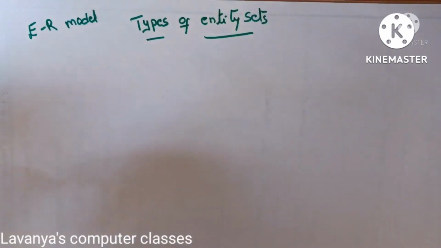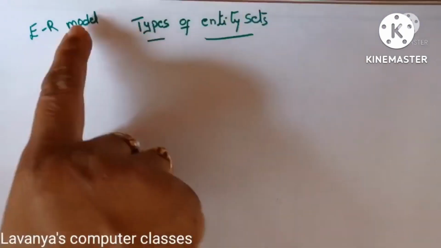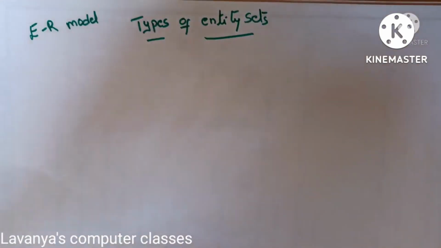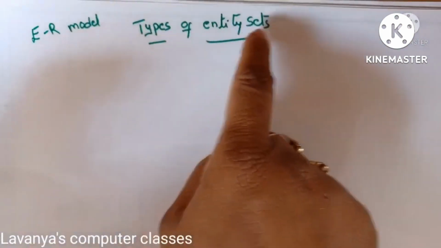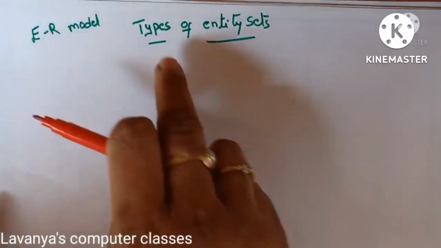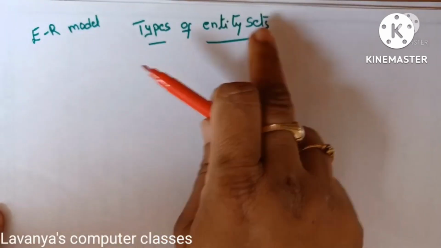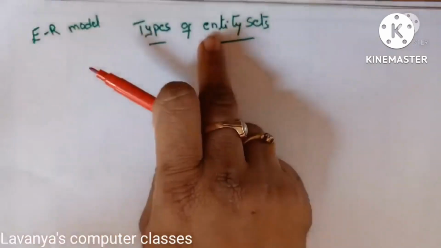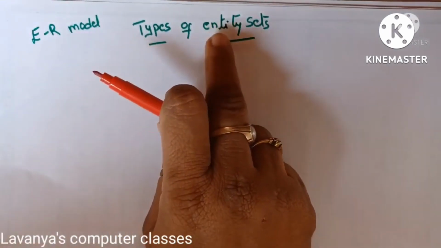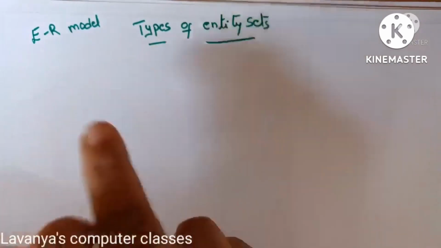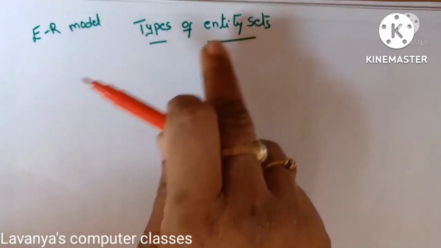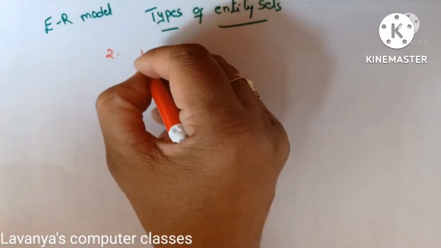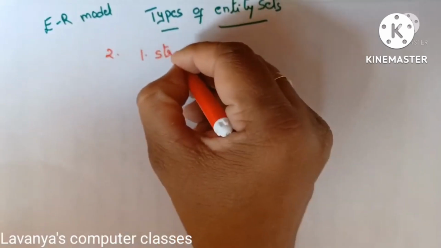Now I am going to explain the types of entity sets. In the previous video I explained the components of the ER model, which include entity and relationships. Now I will go through the different types of entity sets. What is an entity? An entity is a real world object, and a collection of entities is known as an entity set. Now we have two types of entity sets. One is the strong entity set.